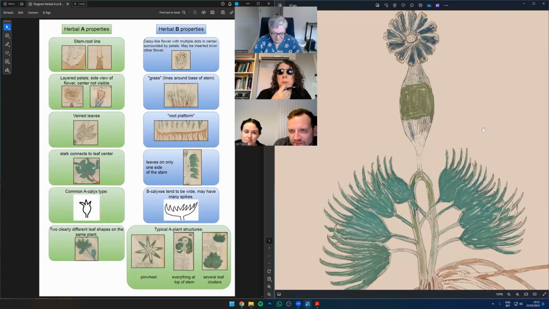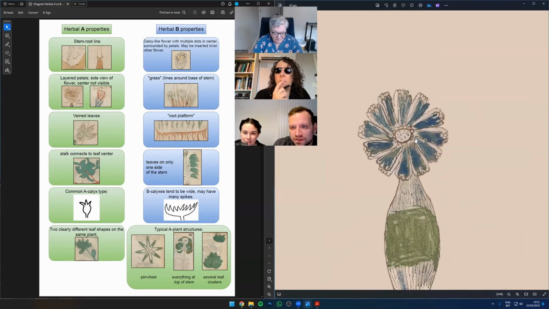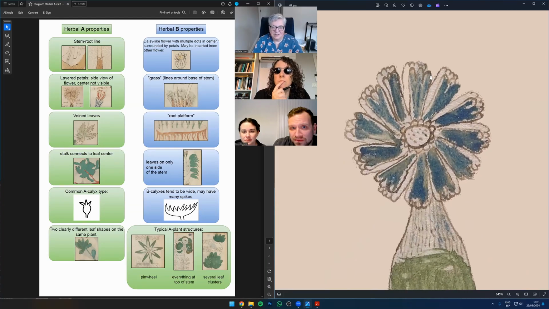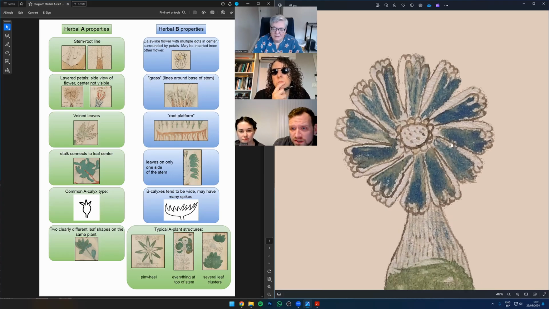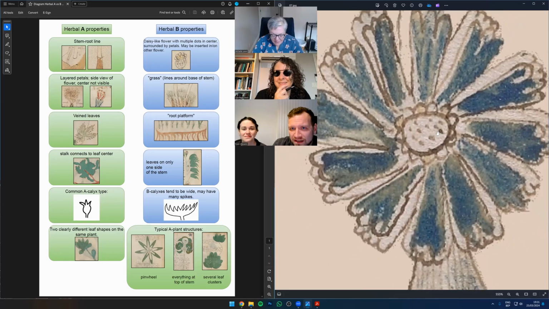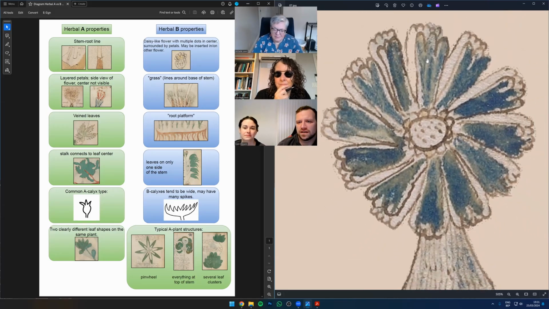Oh, I think this is B because of the dots in the middle of the flower. Yes. So here's an interesting example where, yeah, that's an exception, it seems. They have a flower, but B still wants his daisy, so he puts it on top of the other flower. Okay.